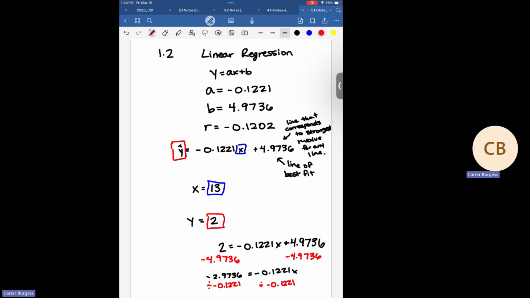Now, that being said, we go about doing this, we make predictions about what y and x are. But how confident should we be in these predictions? How likely are these predictions to actually be describing reality?